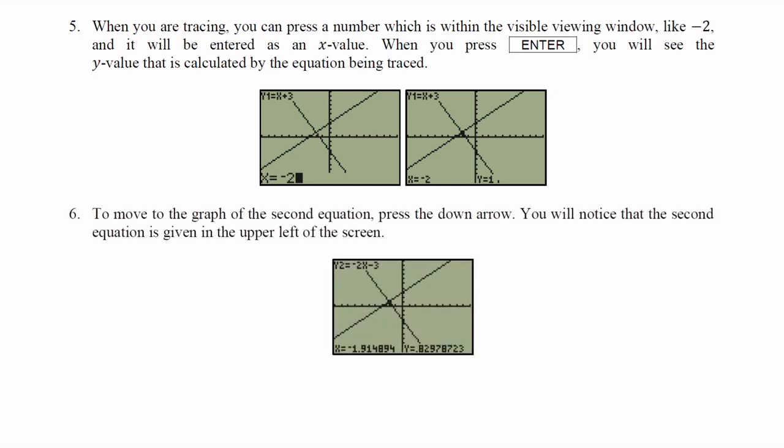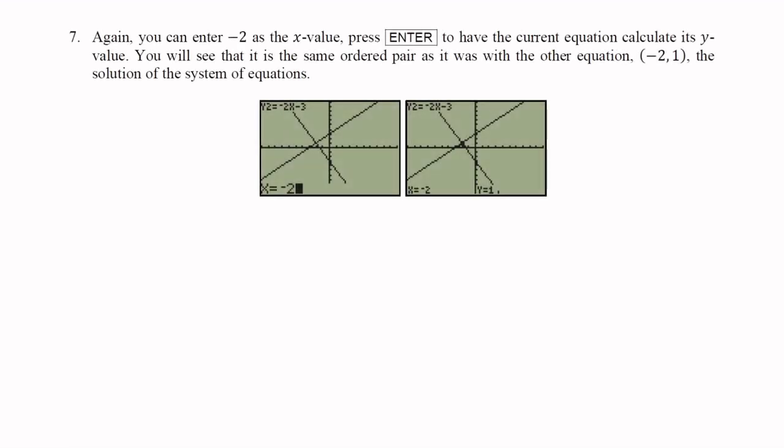Now we need to move to the graph of the second equation by pressing the down arrow. You'll notice that the second equation is given in the upper left of the screen. Now we are going to go through the same process. Again, we're going to hit -2 as our x value, and we're going to hit enter to have the current equation calculate its y value. You will see that it is the same ordered pair as it was with the other equation, (-2, 1). So this would be our solution to the system of equations.